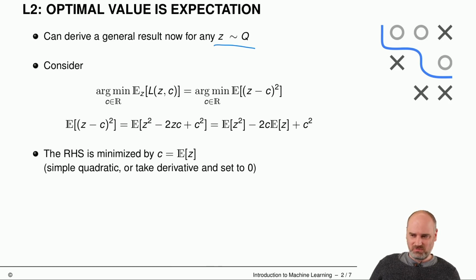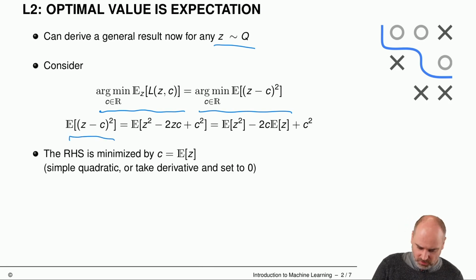I introduced that already in the risk minimization basics session. So I now want to derive a result for an arbitrary random variable, and I want to consider this M-estimation problem here. I want to minimize the expected loss when I compare my random variable z and some constant c. So let's just plug in our loss function. Now it looks like this.